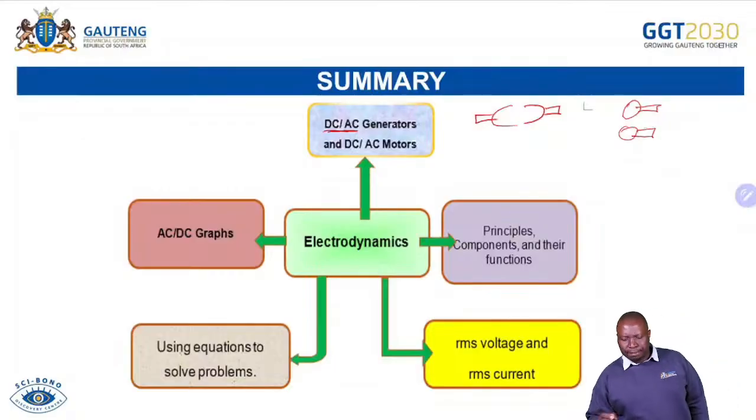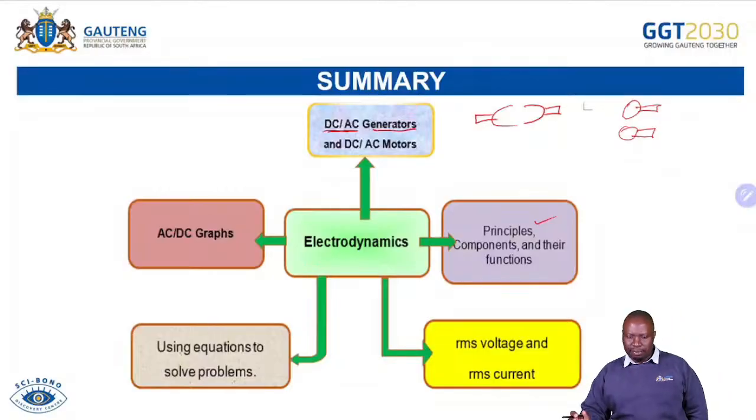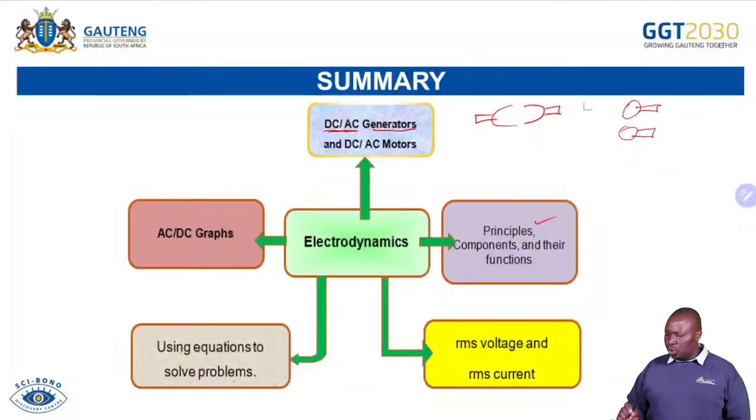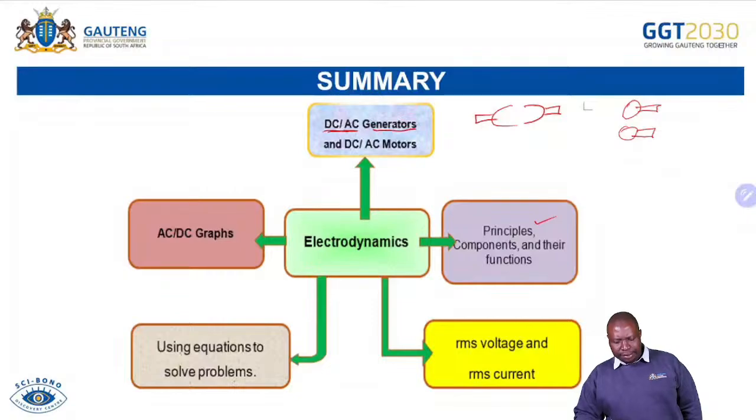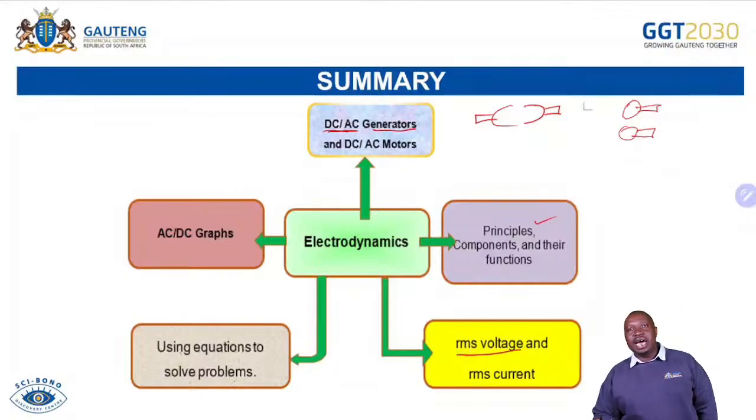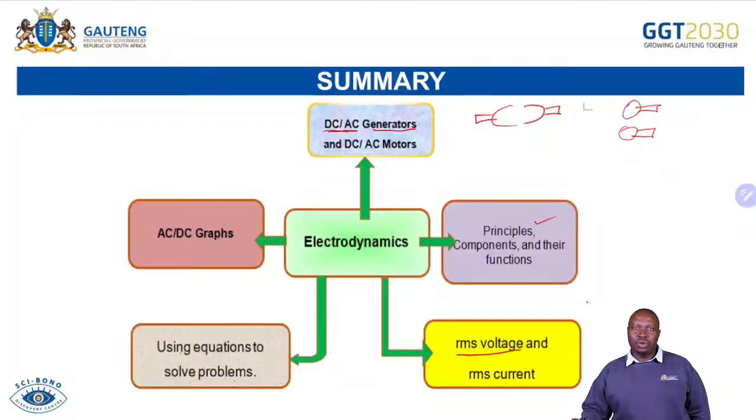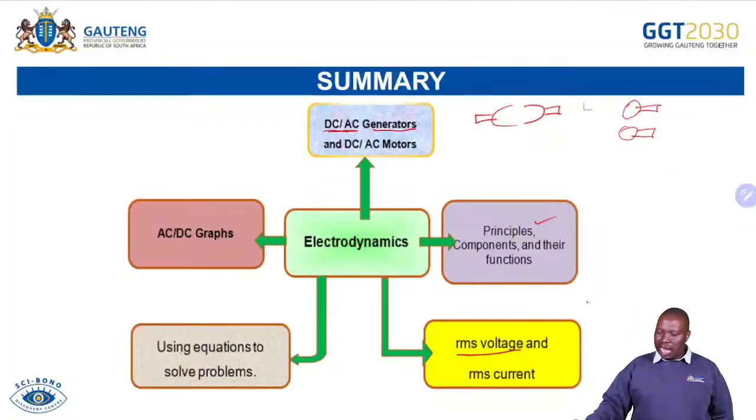And the principles, we talked about the principles to say generators, they use electromagnetic induction as the principle. Motors, they use the motor effect. We talked about the RMS voltage and RMS current for AC, and then we say the RMS voltage or potential difference for AC dissipates the same amount as the RMS voltage for DC.